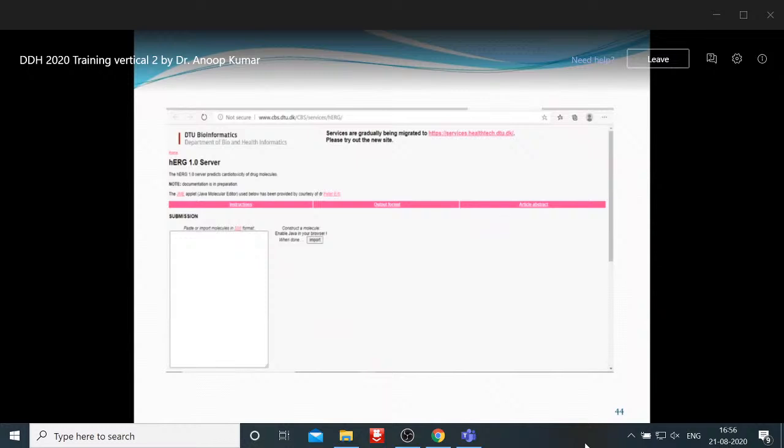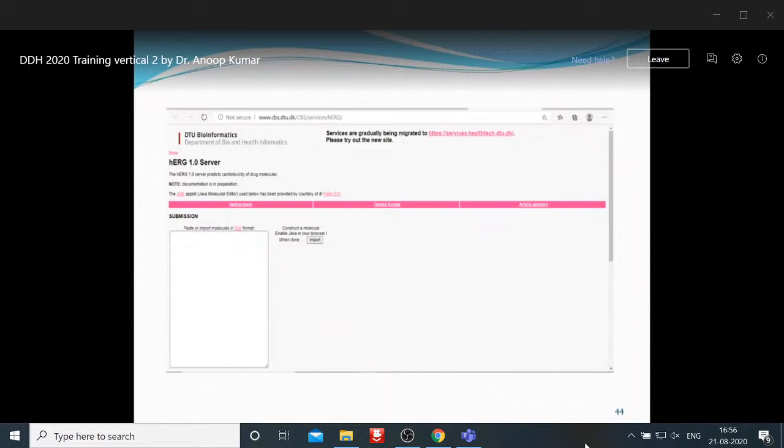Another thing you can do is submit the same molecule to two or three web servers and just compare the results. Then you will get to know how close these results are and how reliable these servers are. If one server says this molecule has drug-likeness characteristics and another web server says no, that means there is a conflict.